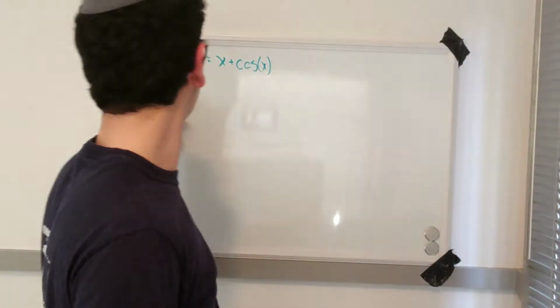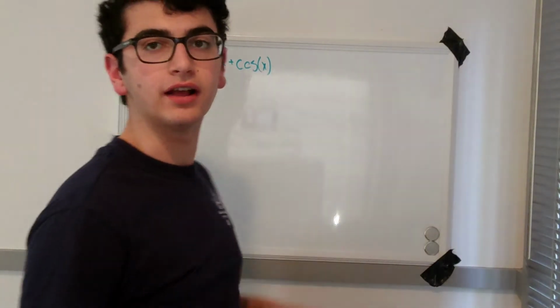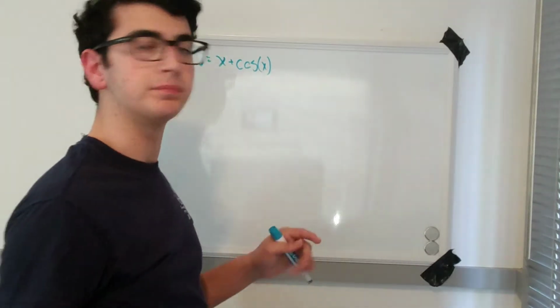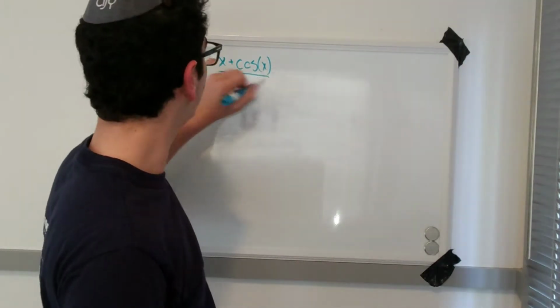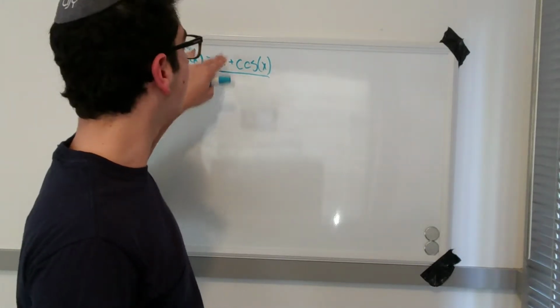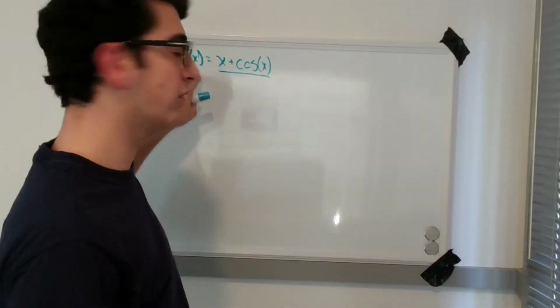Face reveal. Today I'm going to be graphing f of x is equal to x plus cosine x. So the first thing I'm going to do is draw a table, because if I can show the values of x and then the values of cosine x, and then I just add them up on the table, that will be the value of this.